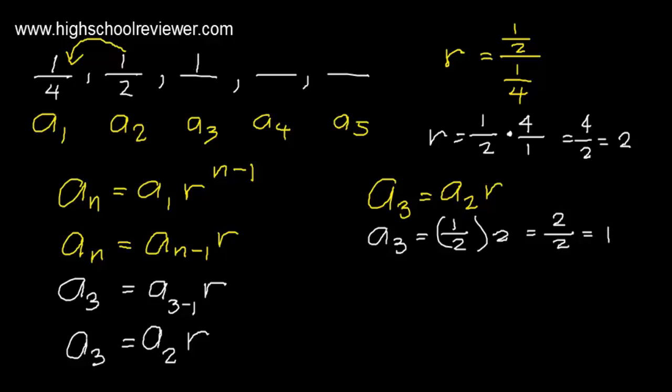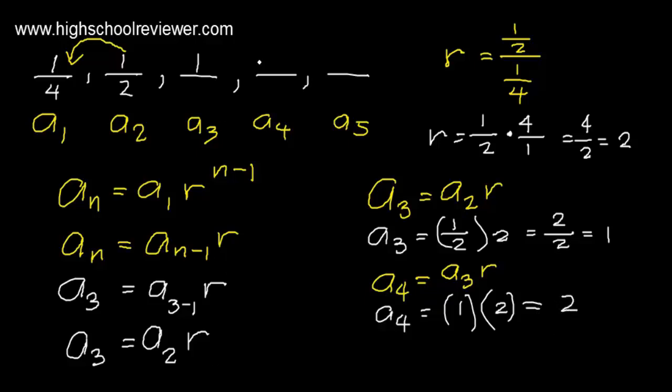We are now going to solve for a sub 4. So a sub 4 will be equal to a sub 3 multiplied by r. And then substitute the values. So a sub 4 will be equal to, our a sub 3 is 1, and multiply this by r, which is positive 2. So our a sub 4 will be positive 2.